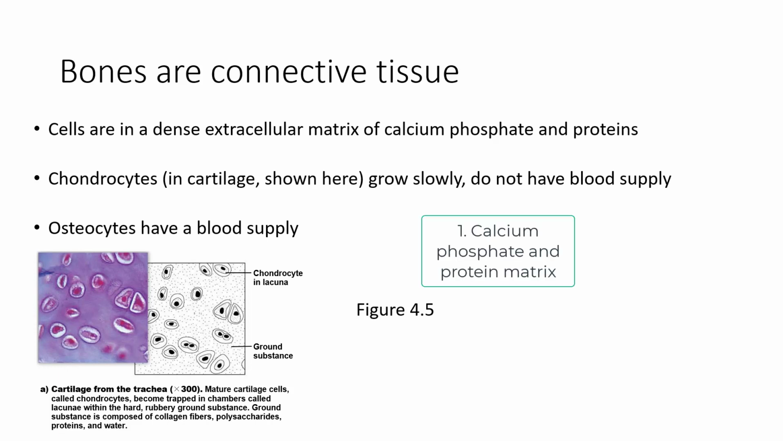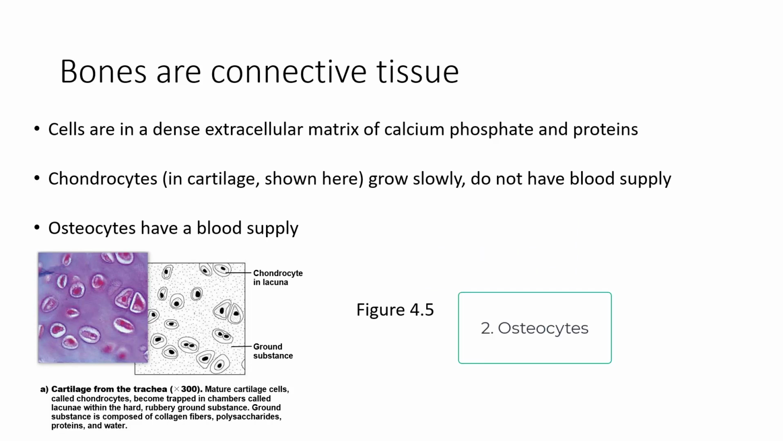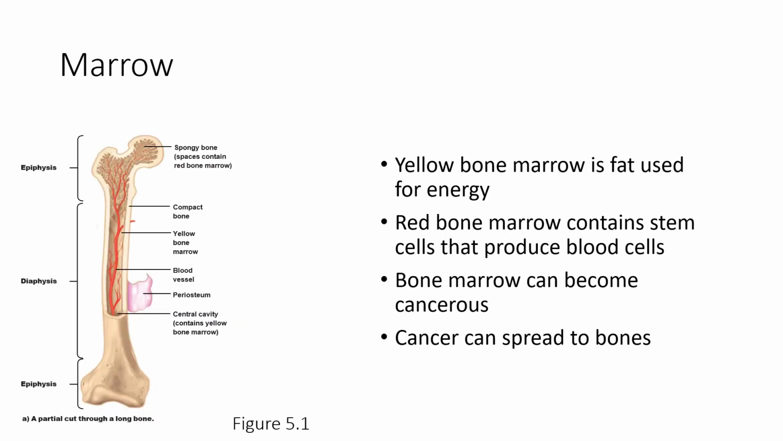But the cells known as osteocytes that we find in the bone have a blood supply and do grow relatively quickly compared to chondrocytes. I invite you to refer to your book to look at more information about osteocytes and how they grow, but we will not be covering it specifically in this lecture. One role is found in the marrow, and this depends on what type of marrow the bone has. Yellow bone marrow is fat used for energy. If you have ever cooked bones and seen that fatty stuff in the middle, that's yellow bone marrow. And that is a way of storing fat in the body.